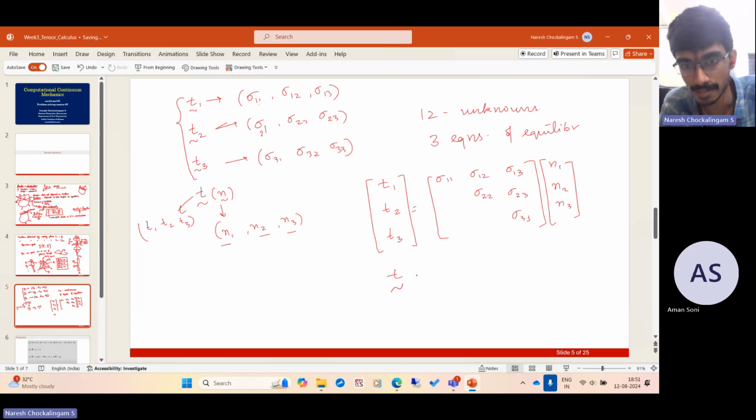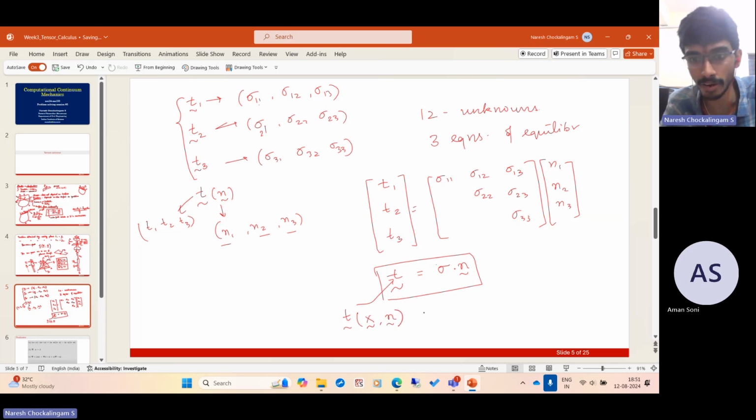So you can express it as the vector T is a tensor sigma acting on the normal to the plane. So this traction, which is a function of both the point, let me denote the point by x, and the normal to a plane passing through the point, depends on the stress tensor at that point, which takes in the normal to the plane and returns the traction on that plane.